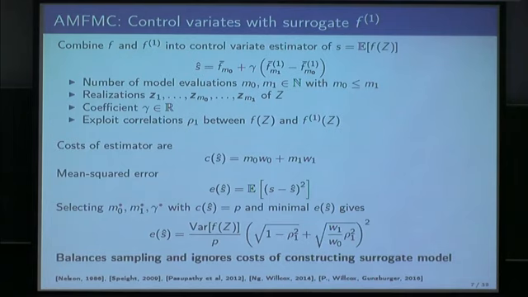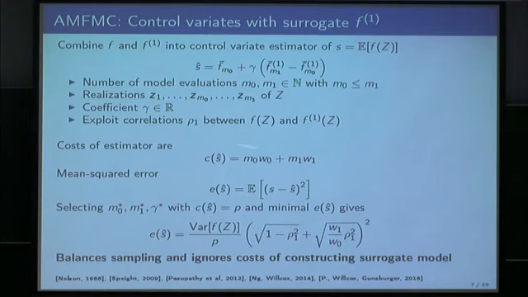And what control variates essentially do, they exploit the correlation, and here I denote the correlation coefficient with rho 1, between the output random variable corresponding to the high fidelity model and the output random variable corresponding to this surrogate model. Okay, so what about costs and error? These are the two things that we are interested in.